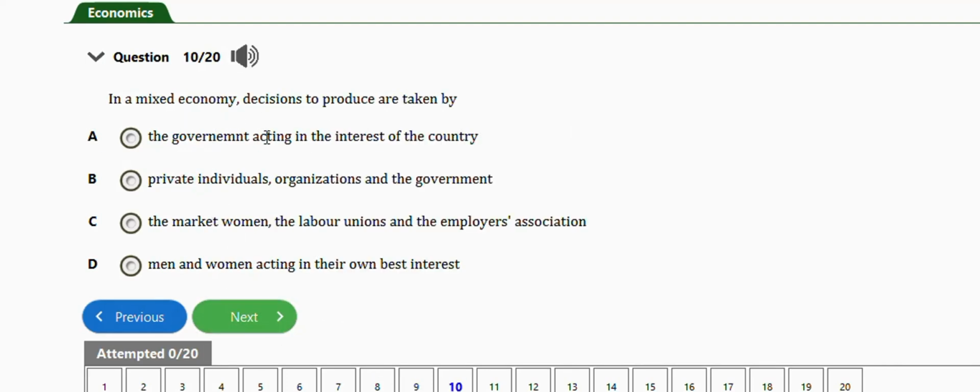Next question. It says in a mixed economy, decisions to produce are taken by: the government acting in the interest of the country, private individuals, organizations and the government, the market women, the labor unions and the employers association, men and women acting in their own best interest. The right answer is option B, which is private individuals, organizations and the government. Very important.